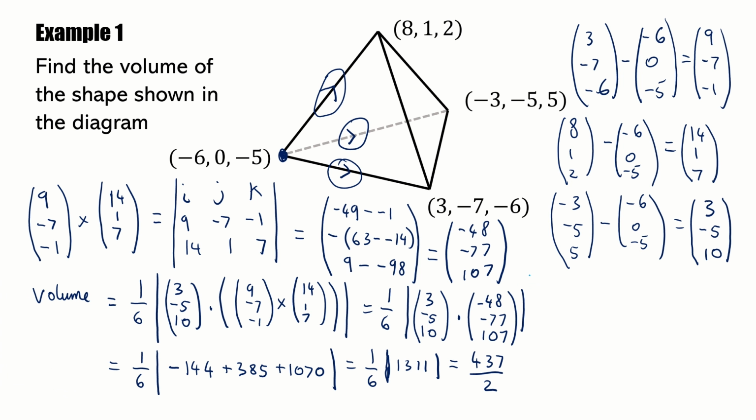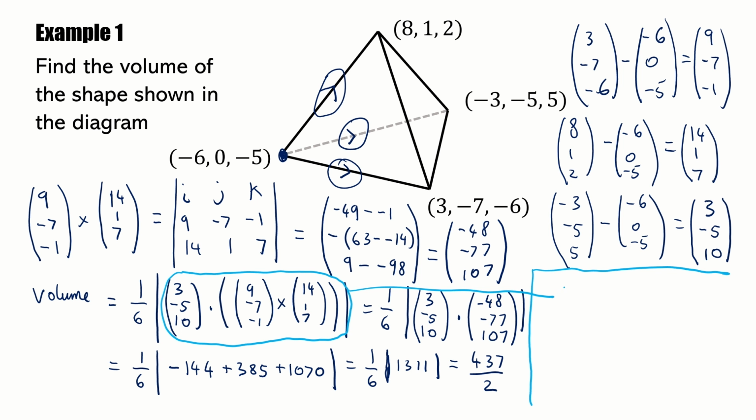Just to quickly illustrate though, what happens if you'd done the scalar triple product using the other method? What would that have looked like instead? Well, all you would have done to do the (3, -5, 10) dotted with (9, -7, -1) cross product with (14, 1, 7) is just do the determinant of the matrix with rows (3, -5, 10), (9, -7, -1), (14, 1, 7). If you do that, it comes to that same number of 1311. So that's an alternative way of doing this stuff if you prefer.